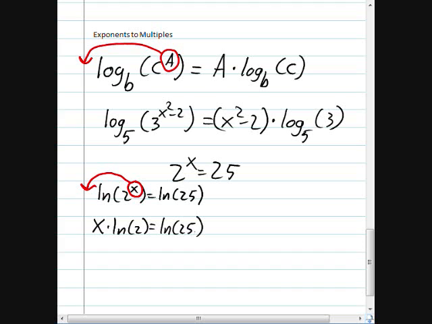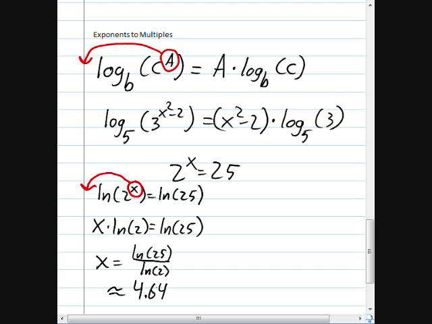Now, all I have is variable times constant equals constant. So I'm going to go ahead and divide both sides by the natural log of 2, and I get x is equal to the natural log of 25 divided by the natural log of 2, which, if I type this into my calculator, I get that x is approximately equal to 4.64.